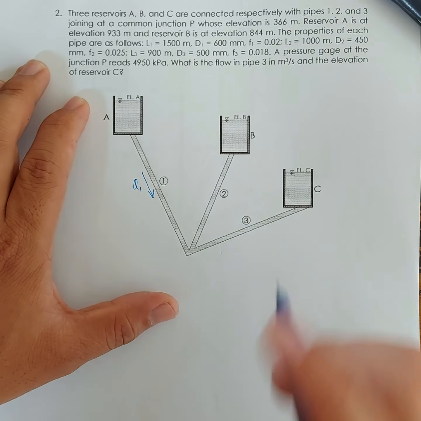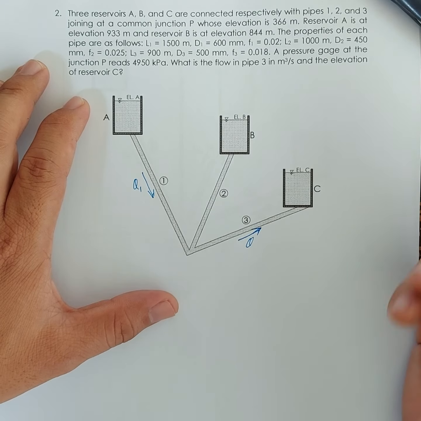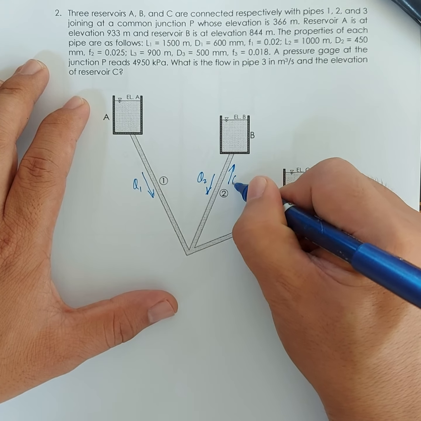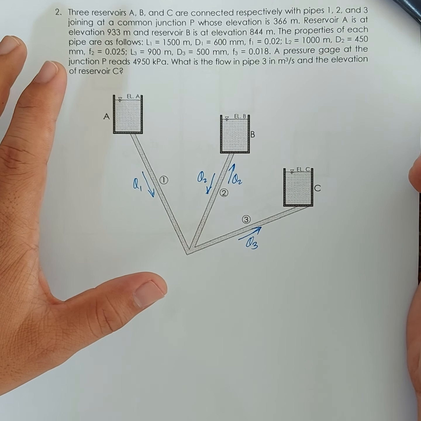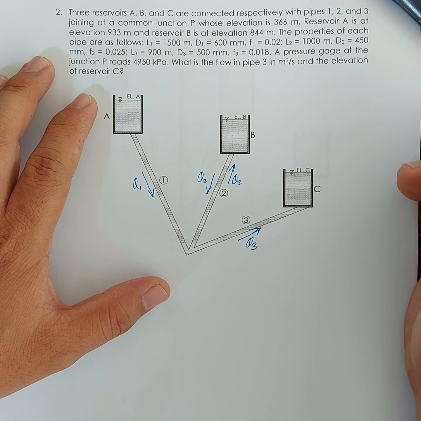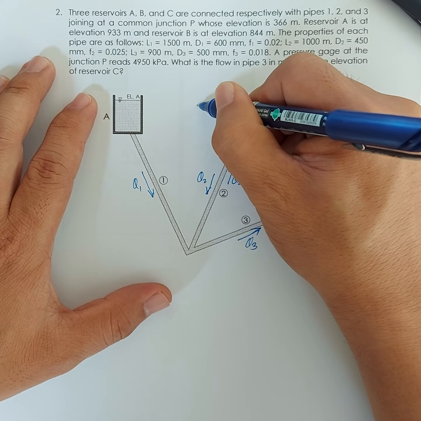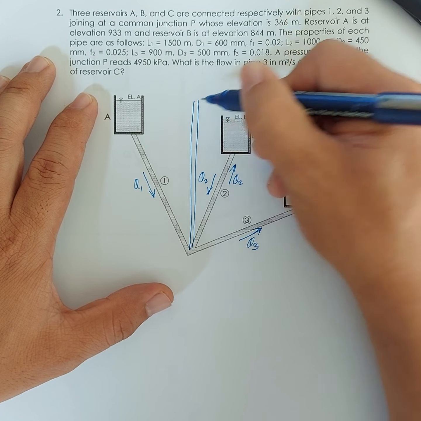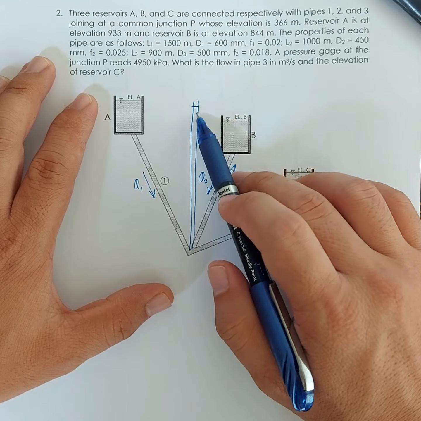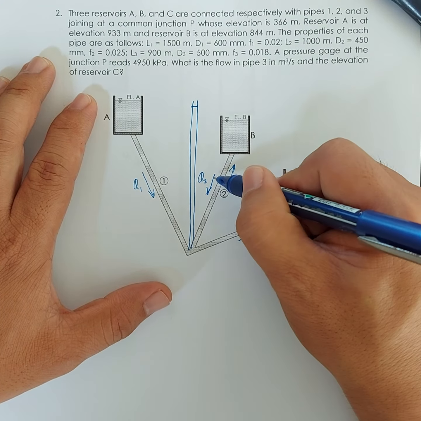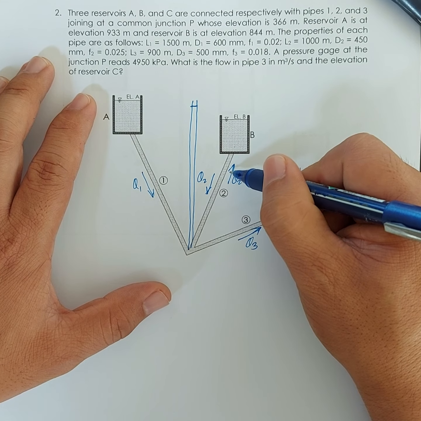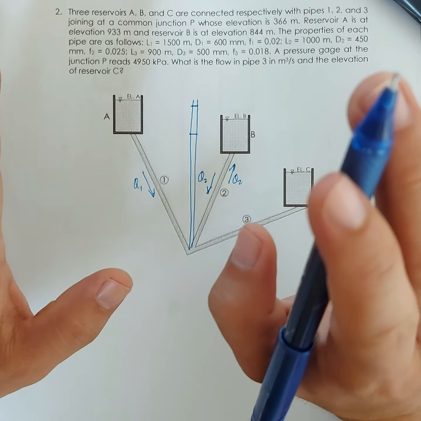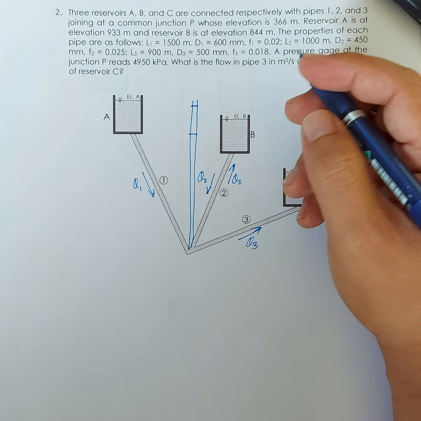For the lowest reservoir, of course, the flow is going into it. What we do not know is the flow in pipe 2, whether it is downwards or upwards. The determining factor, of course, is the elevation of the imaginary piezometer at the junction. If the piezometric reading is higher than the middle reservoir, that means the discharge is going upwards. If the reading is lower, the discharge is going downwards, towards the junction. That's it. So we need to know the reading at the junction.